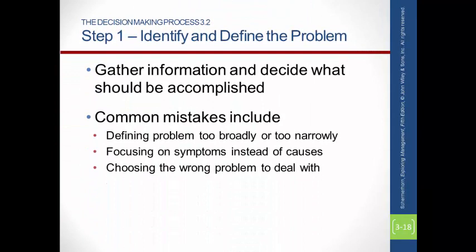When it comes to gathering information, some of the common mistakes include defining the problem too broadly or too narrowly, focusing on symptoms instead of causes. A common example of this would be to say the problem is that sales are down. So maybe you are the manager of a sales department. You could say, well, the sales are down, that's the problem. That's not actually the problem. That's a symptom. There's some underlying reason why those sales are down. And choosing the wrong problem to deal with, another common mistake.